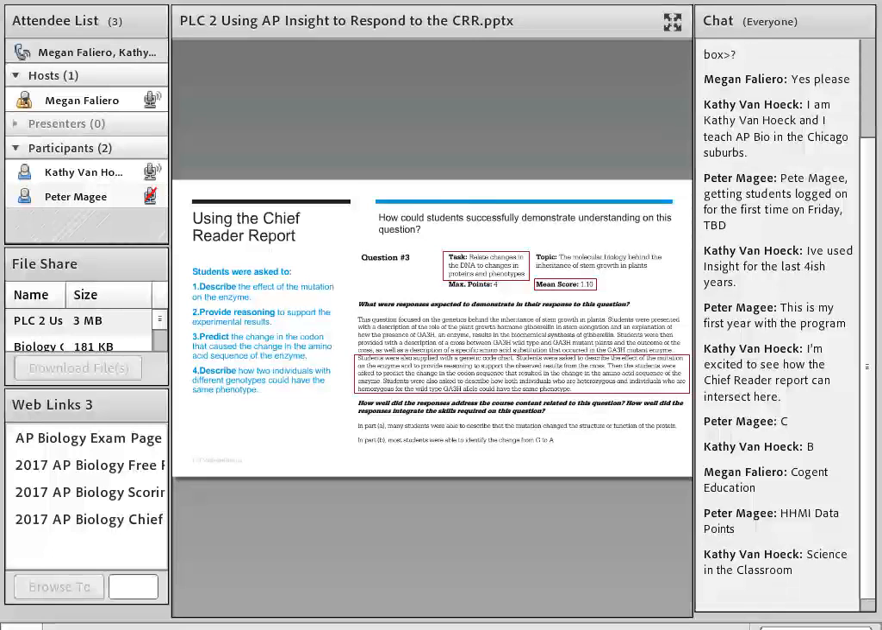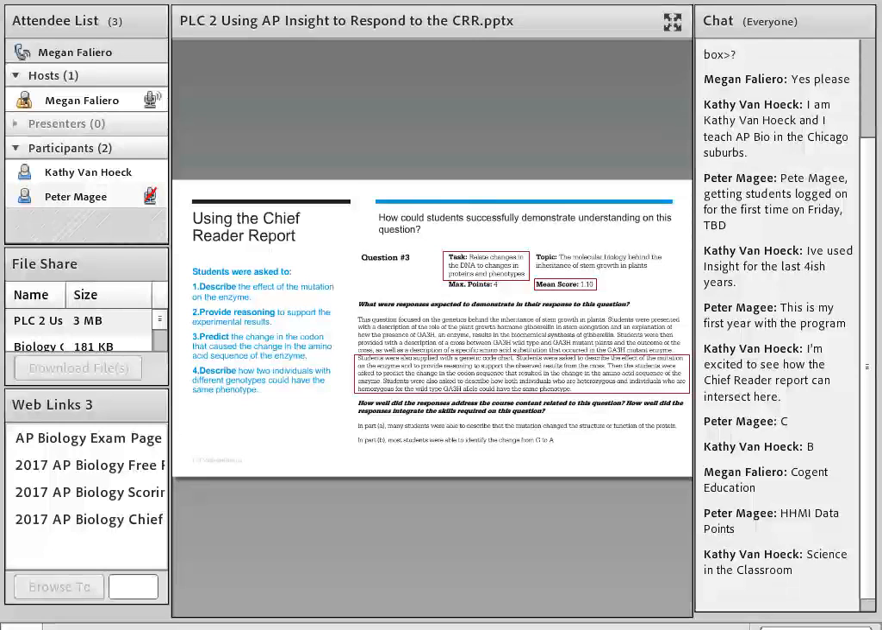If you look at the red box here, the students were supplied with a genetic code chart. And if they're like my students, they can read that genetic code chart. The students were asked to describe the effect of the mutation on the enzyme. According to the chief reader report, most of the time they were able to pick out that there was a point mutation from one letter to another. That was what most students put.